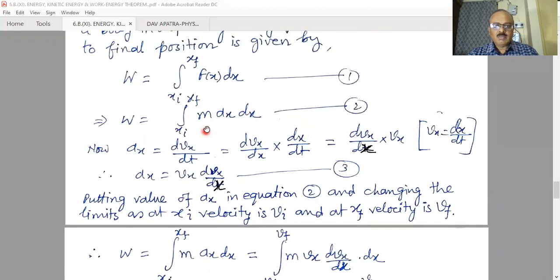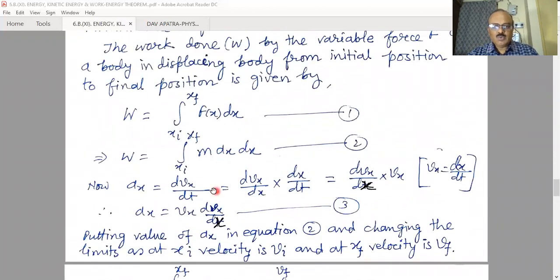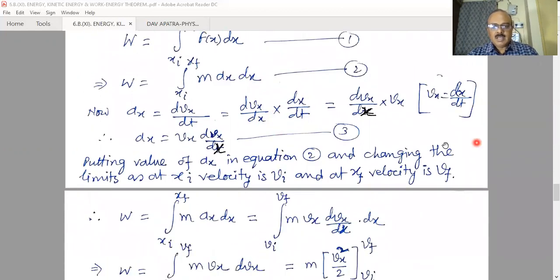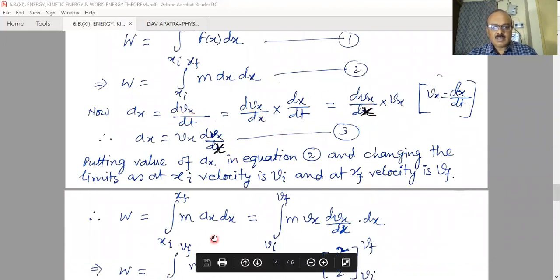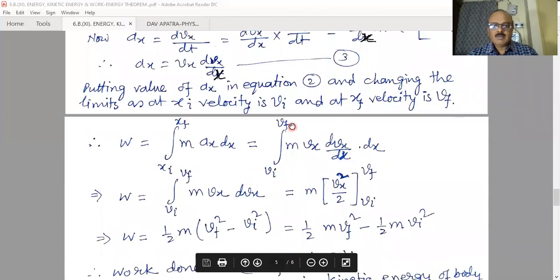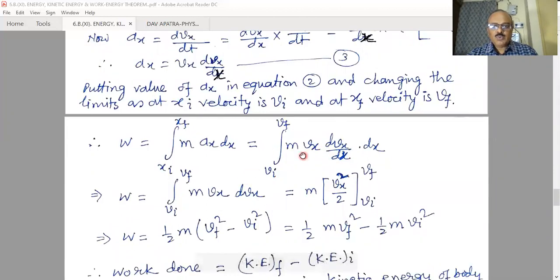Here there are two variables, one t, another dx. Therefore, we cannot solve this problem, and gradually in this way we convert the total variables in terms of velocity variables, initial velocity vi, final velocity vf. So m into vx dvx by dx whole into dx.